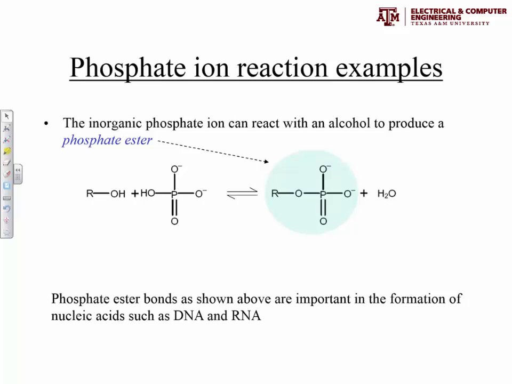And phosphate ester bonds, as shown above, are important in the formation of nucleic acids such as DNA and RNA. And we'll see exactly how that happens. But this kind of phosphoester bond is important. In fact, DNA is formed by molecules that are linked together by phosphodiester bonds, 2 of them. We'll see how that happens a little bit later.